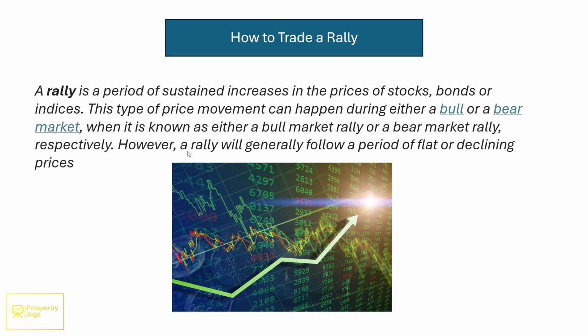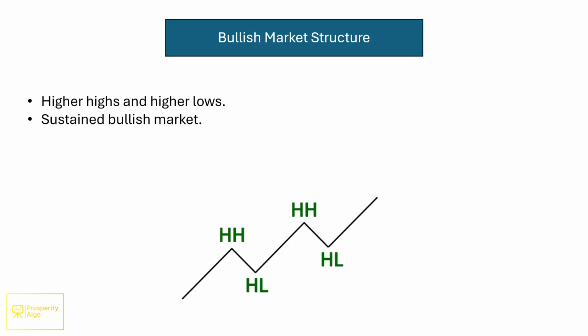However, a rally will generally follow a period of flat or declining prices. So effectively, a rally is defined as price going higher, and in a bull market that's seen as a bullish rally, whereas if it's more of a pullback within a bearish market, that would be a bearish rally. And what this looks like in terms of market structure is you'd be making higher highs and higher lows. So here you can see that price is clearly in a bullish uptrend.